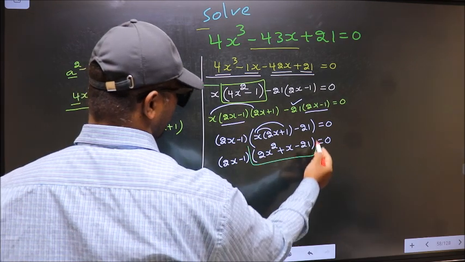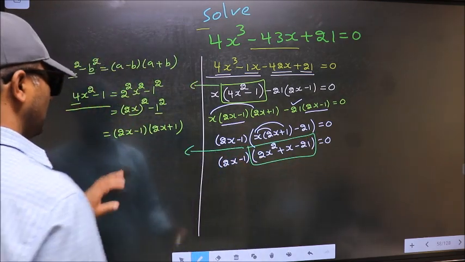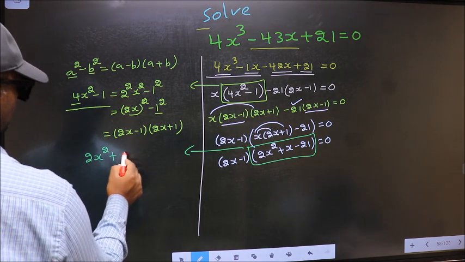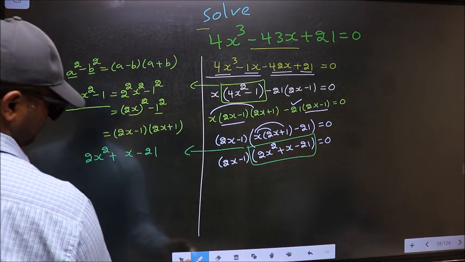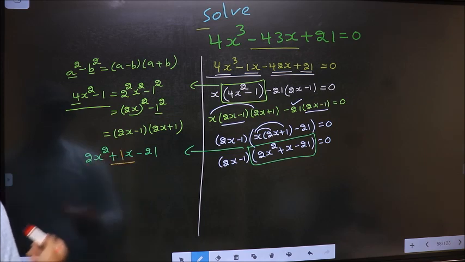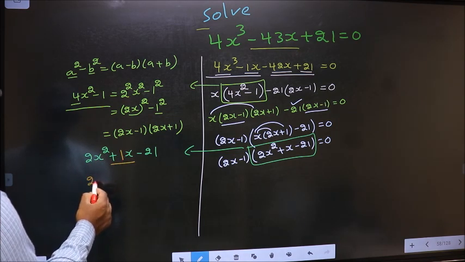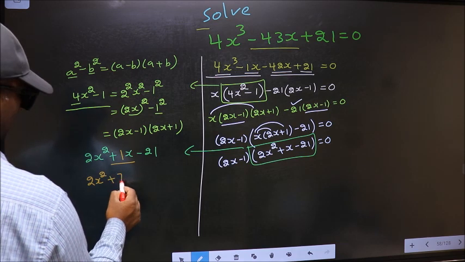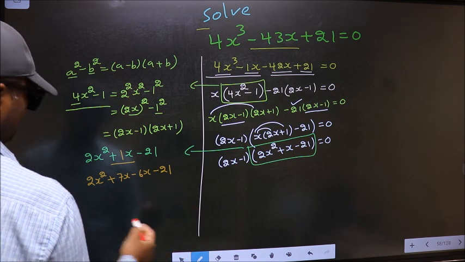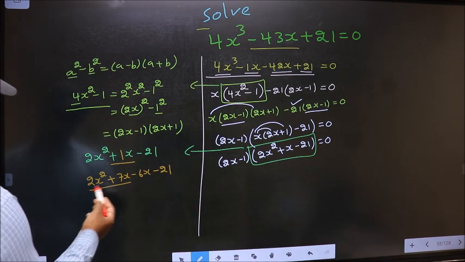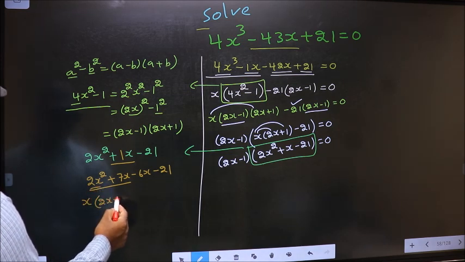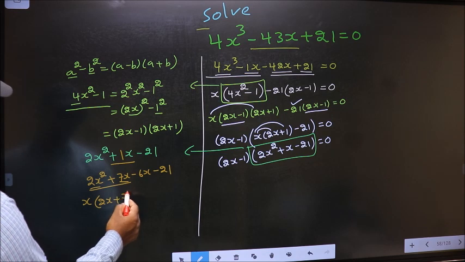Now this quadratic, I will factorize it here. That is 2x square plus x minus 21. To factorize this, we should split the middle term plus 1x. In place of plus 1x, now I write plus 7x minus 6x minus 21. Next, what can be taken out common from these two terms is x. From this x out you get 2x plus, from this x out you get 7.